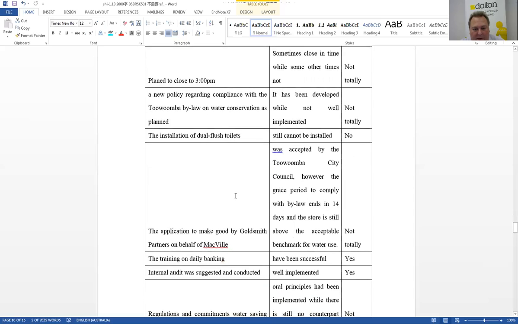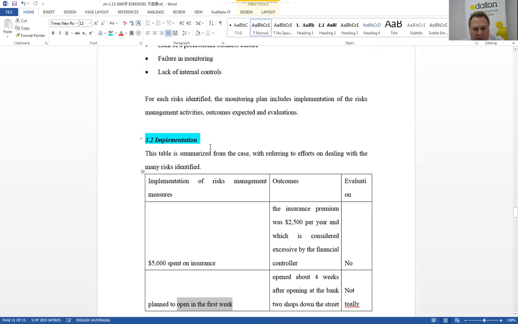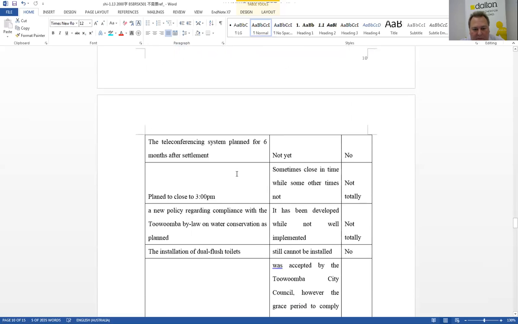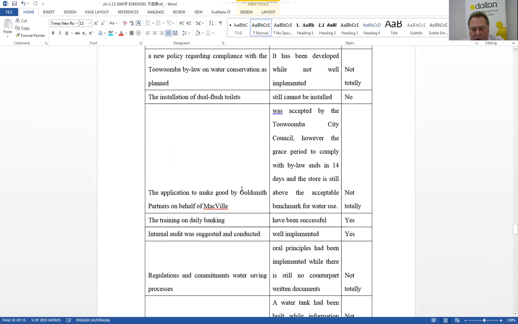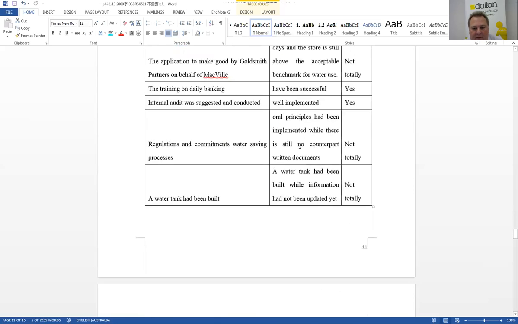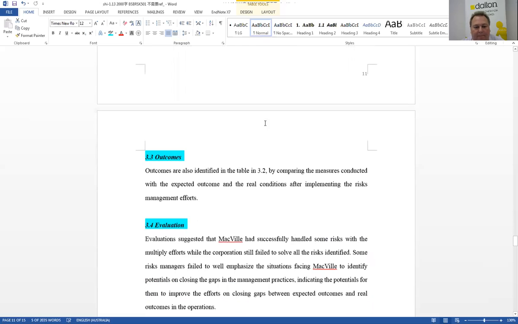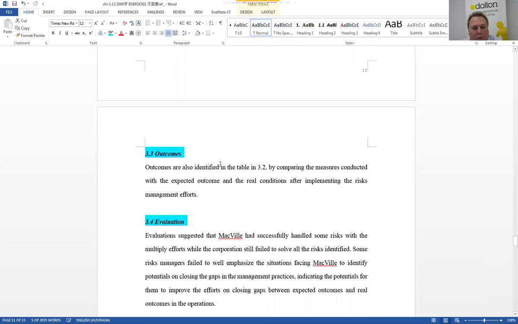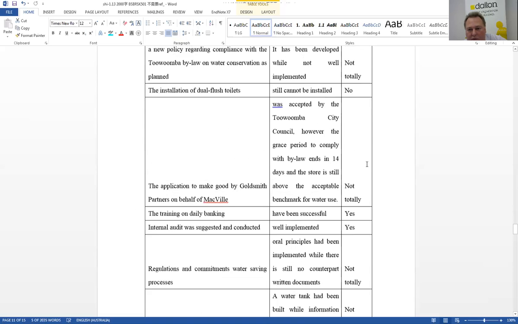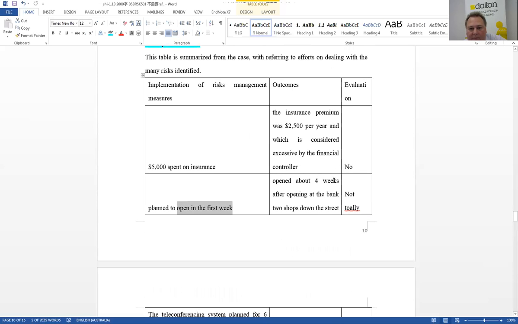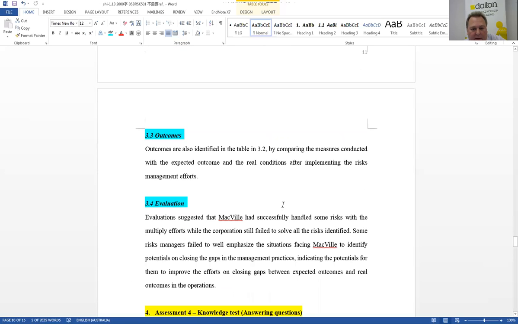So here's my list of implementation of the risks. So as I go down, your assignment should look something like this. So I get to outcomes. Outcomes are also identified in the table in 3.2. Outcomes there. That's what they're referring to there.